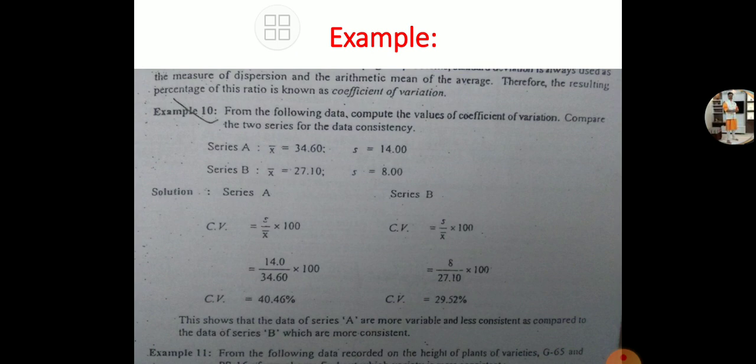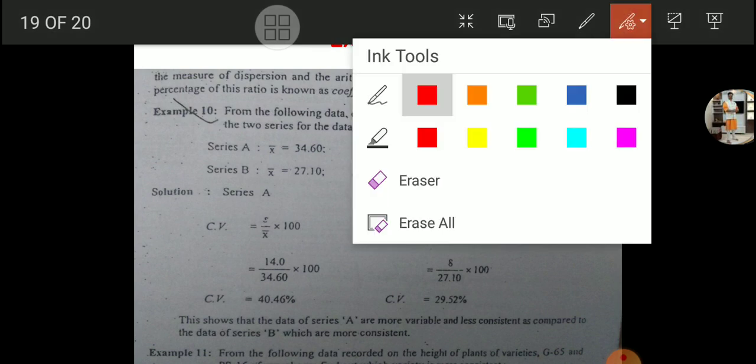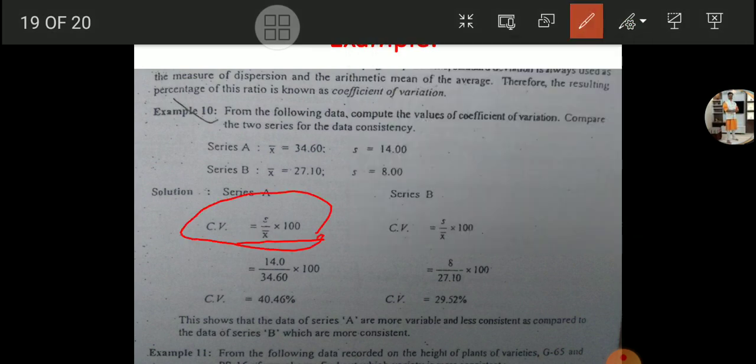Now an example is there, showing how to calculate the coefficient of variation. Here we know the formula: coefficient of variation equals standard deviation divided by x bar, in the sense of mean, multiplied by 100. Series A has a mean of 34.60. Series B has a mean of 27.10. The standard deviations are given: series A is 14, series B is 8. Using the formula, we get the coefficient of variation of series A as 40.46, and of series B as 29.52.